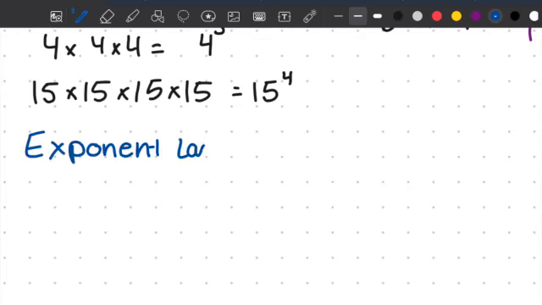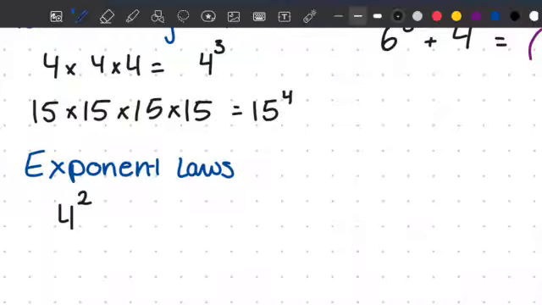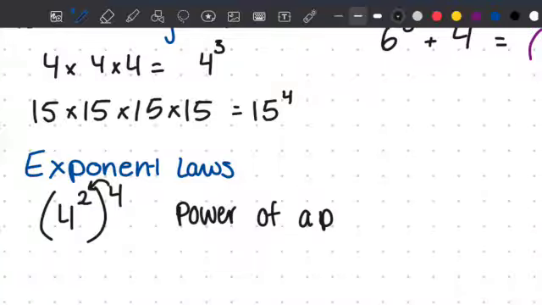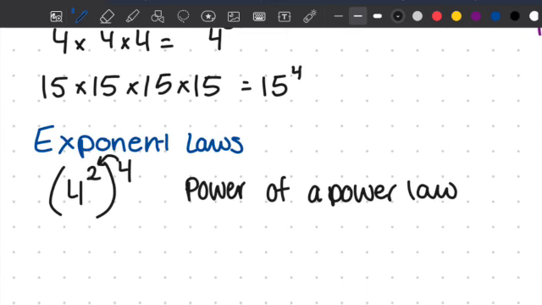Okay, so there's a couple of exponent laws that we need to review here. Exponent laws are basically just rules for how we deal with exponents. Let's just do this simply. If we have 4 squared, with brackets, to the power of 4, what we're going to do is multiply these two exponents together. So this is the power of a power law. We have 4 to the power of 2, all of that to the power of 4, so this overall would be 4 to the power of 8.